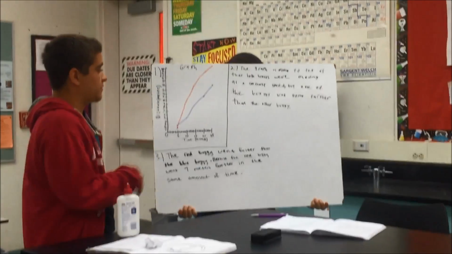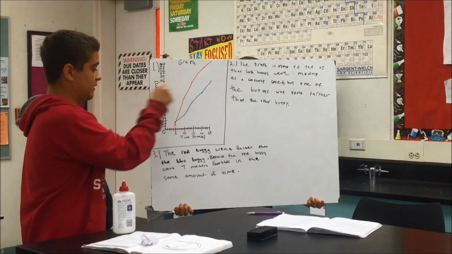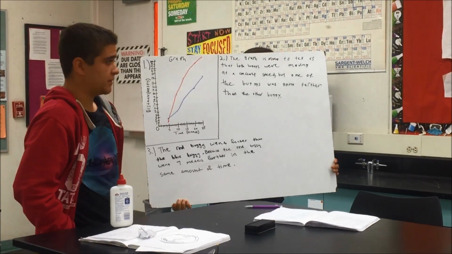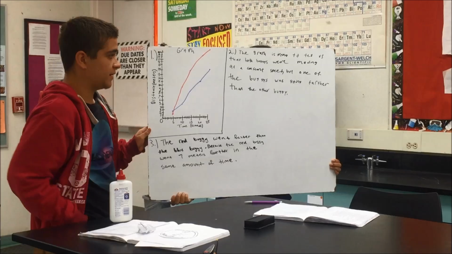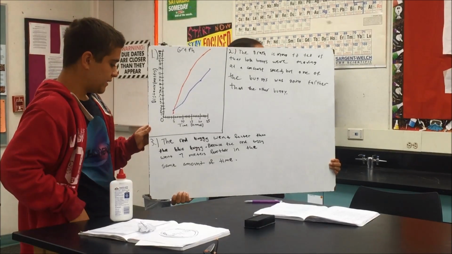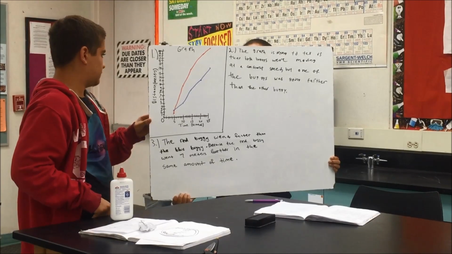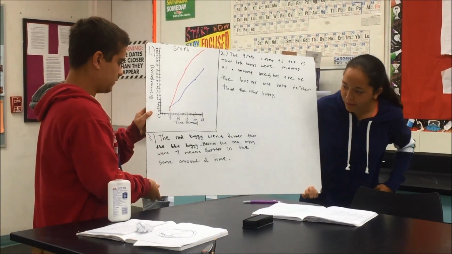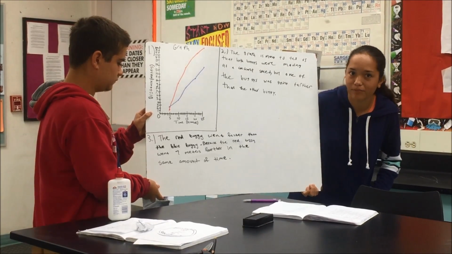Okay, so this is our graph. This is the blue buggy and this is the red buggy. What the graph was trying to tell us is that both buggies were moving at a constant speed, but one of the buggies was going farther than the other buggy. The red buggy went faster than the blue buggy because the red buggy went 7 meters farther in the same amount of time.